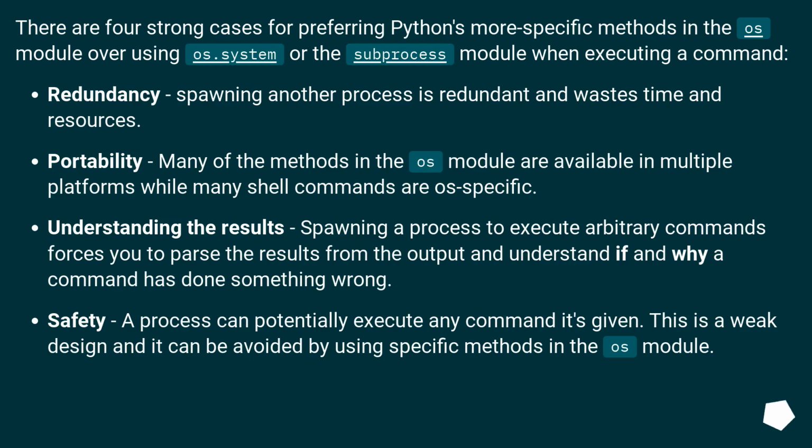There are 4 strong cases for preferring Python's more specific methods in the os module over using os.system or the subprocess module when executing a command. Redundancy: spawning another process is redundant and wastes time and resources. Portability: many of the methods in the os module are available on multiple platforms, while many shell commands are OS specific. Understanding the results: spawning a process to execute arbitrary commands forces you to parse the results from the output and understand if and why a command has done something wrong. Safety: a process can potentially execute any command it's given. This is a weak design, and it can be avoided by using specific methods in the os module.